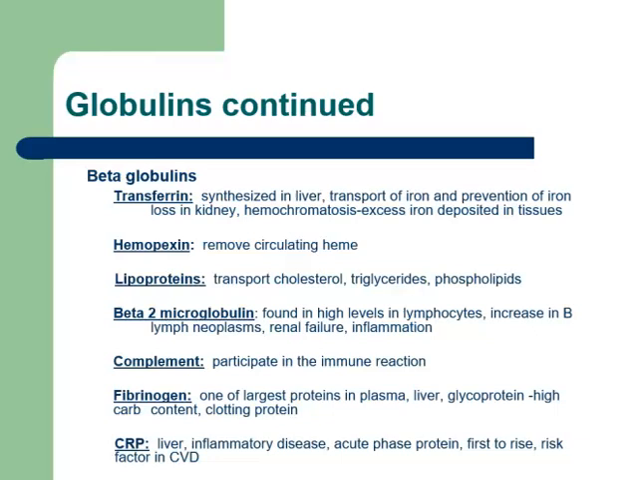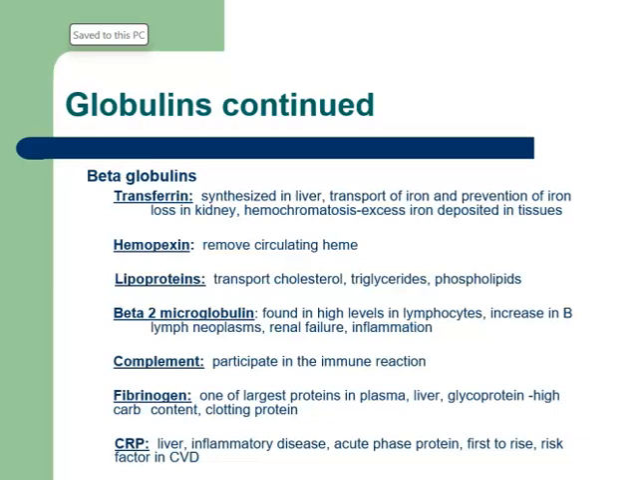Now under globulins, let's talk about beta globulins, and you should be familiar with some of these from past lectures. First one is transferrin. Remember, it is synthesized in the liver and it transports iron, and it also helps in the prevention of iron loss in the kidneys. Hemochromatosis is the excess of iron deposits in tissues. Hemopexin is a protein that scavenges and removes any circulating heme. Lipoproteins, of course, transport things like our cholesterol, triglycerides, and phospholipids.